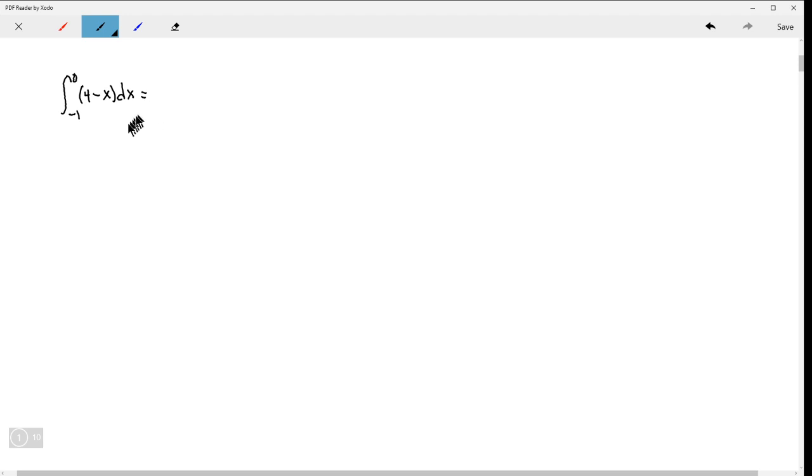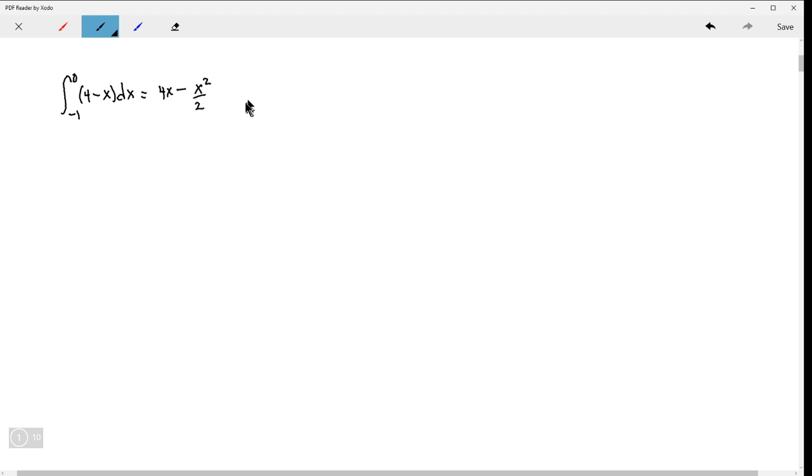All right, so here's what you're going to do. First step, you're going to take the antiderivative. Forget about the bounds for a minute. Just take the antiderivative of 4x, minus the antiderivative of x. Remember, that's x to the 1, so we add 1 to the exponent, and we divide by that number.